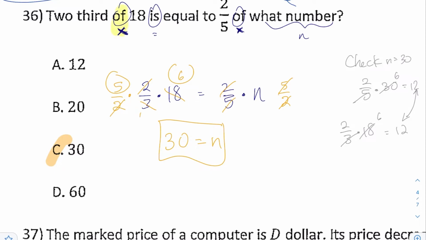Here you just turn of into times. Is turns to equals. And then your variable is n. And you just solve by multiplying by the reciprocal to isolate n.